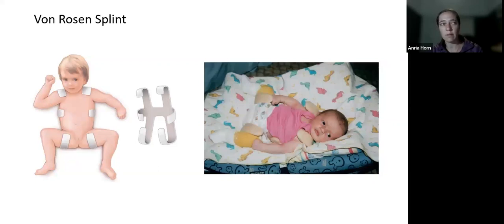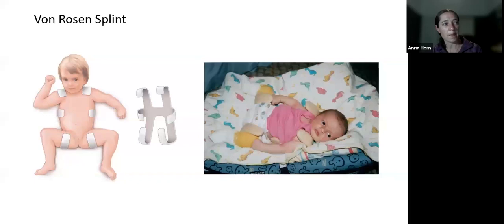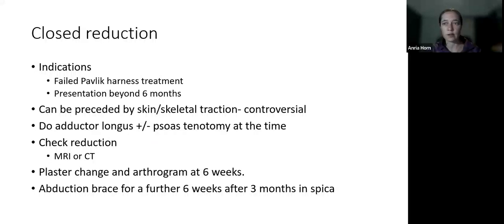This is the Van Rosen splint that they talk about. I've never used it, but apparently it works really well if you believe this study. And I think maybe it's also easier to apply because you just hook it on. You don't have to adjust the straps and so on. That may well be why the pelvic harness failure rate is so much higher, because it's slightly technically harder to do, even for orthopedic surgeons.